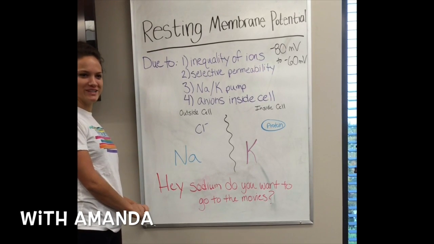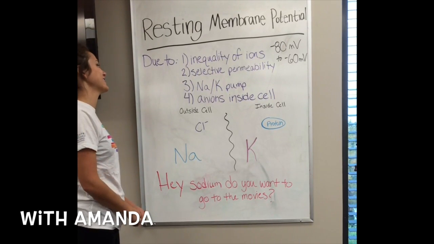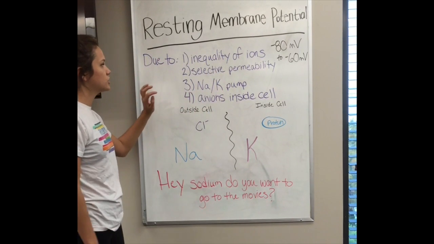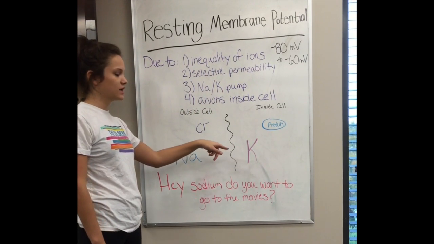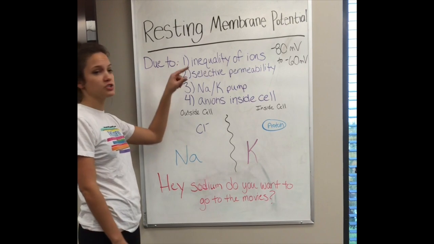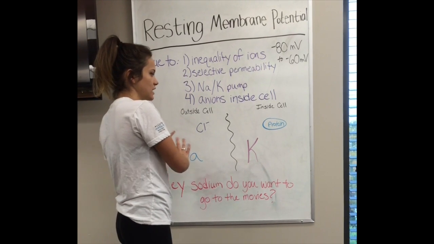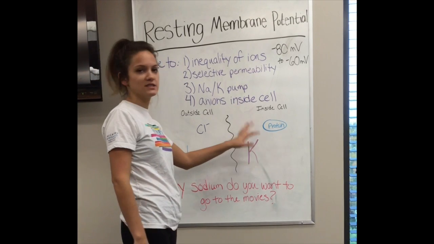This is the resting membrane potential. It is due to 4 different things. 1, the inequality of the ions, which means that inside the cell and outside the cell is different. That's why it's called a potential, because it has the capacity to change. So outside of the cell is going to be more positive, and the inside of the cell is more negative.